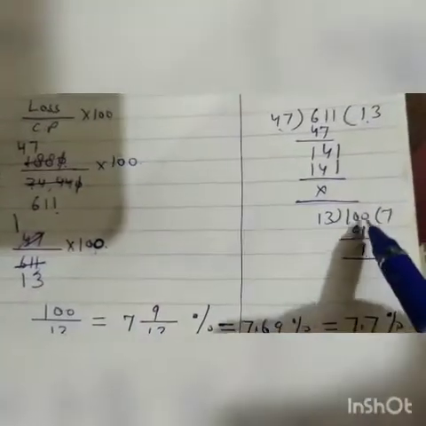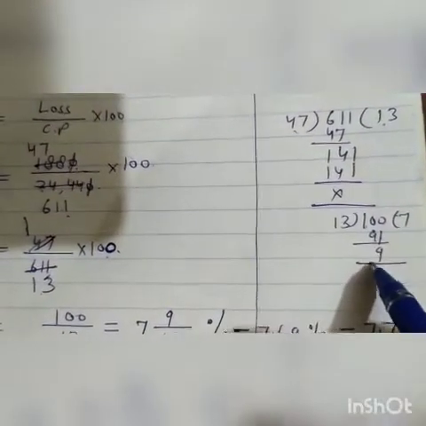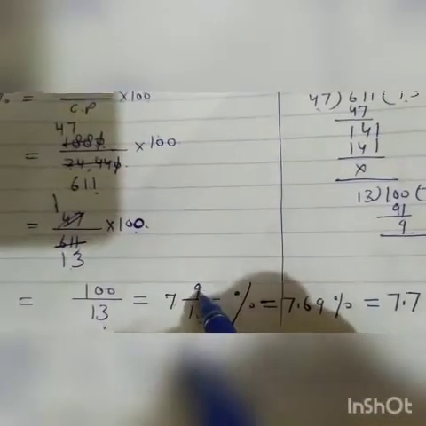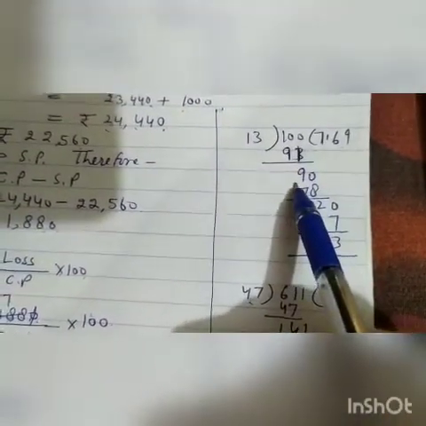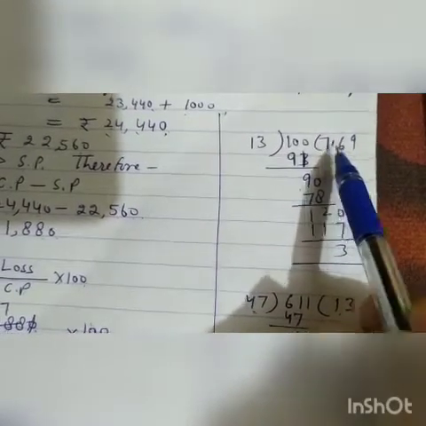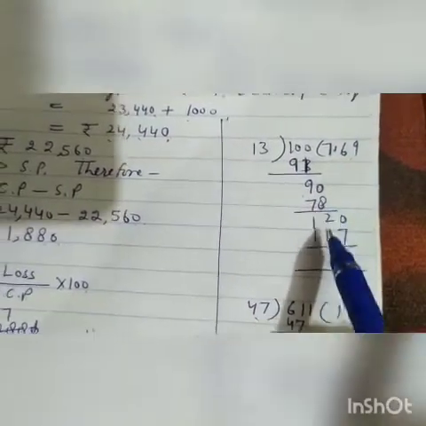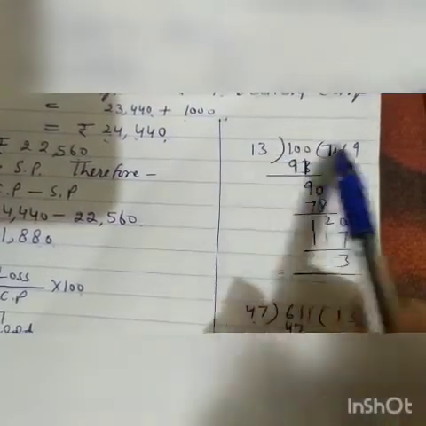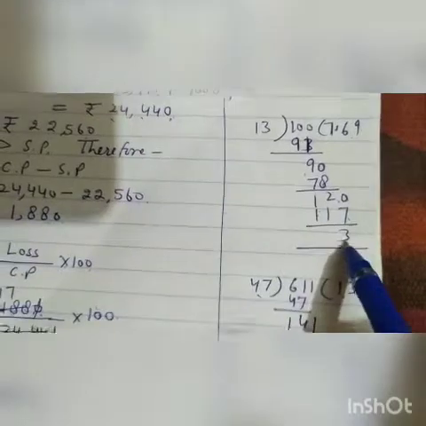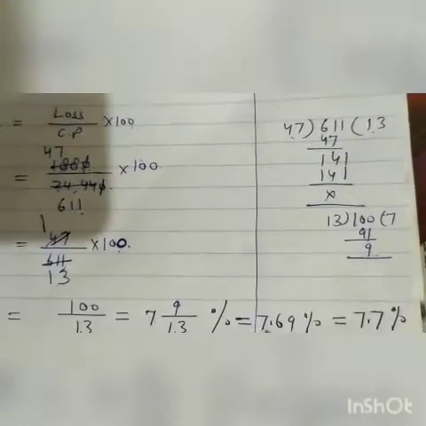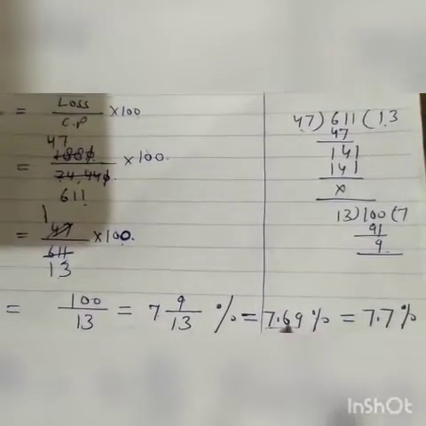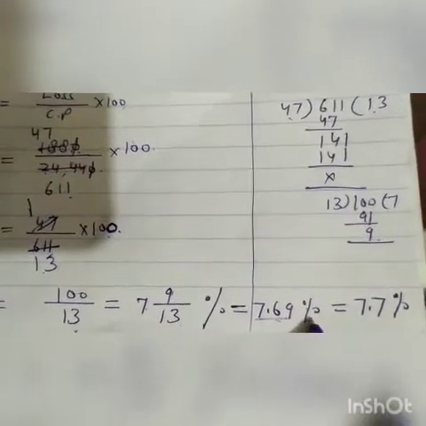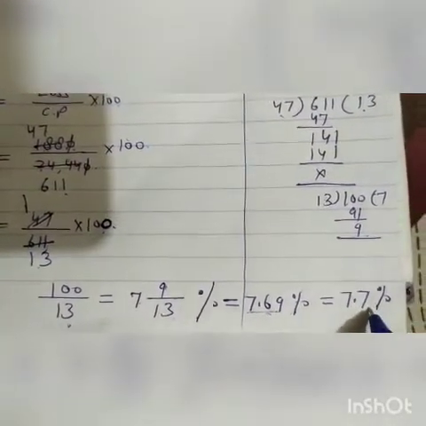We divide this 100 by 13. 13 7s are 91, 9 is remainder. So it is 7 9/13%. Or we can divide in decimal also. 13 7s are 91, 9 remainder. Put decimal here. Add 0. 13 6s are 78, 12 is remainder. Then add 0. 13 9s are 117, 3 remainder. Leave it. So we can write 7.69%, or 7.7%. When we round off to the nearest tenth, we can write it as 7.7%.